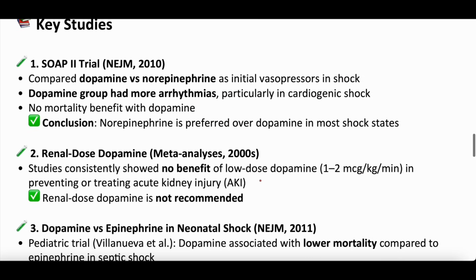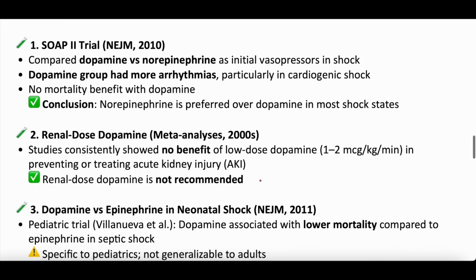The studies that have helped inform our use of dopamine: one is the SOAP II trial in the New England Journal of Medicine in 2010 that compared dopamine versus norepinephrine, and the dopamine group had more arrhythmias, and there was no mortality benefit with dopamine. So norepinephrine was preferred over dopamine in most shock states because there's less arrhythmias. The renally dosed dopamine, there's a meta-analysis in the 2000s that showed no benefit of low-dose dopamine in preventing acute kidney injury. That's why it's not recommended anymore.